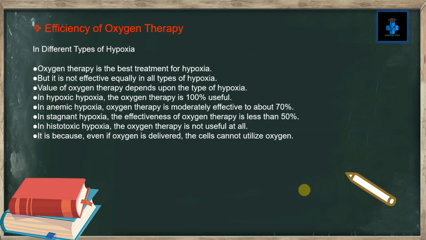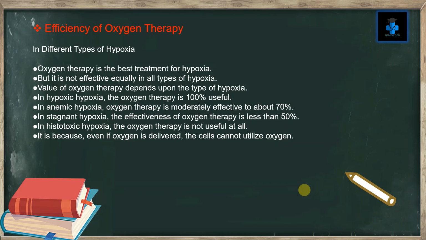Oxygen therapy is the best treatment for hypoxia, but it is not effective equally in all types of hypoxia. Value of oxygen therapy depends upon the type of hypoxia. In hypoxic hypoxia, the oxygen therapy is 100% useful. In anemic hypoxia, oxygen therapy is moderately effective to about 70%. In stagnant hypoxia, the effectiveness of oxygen therapy is less than 50%.